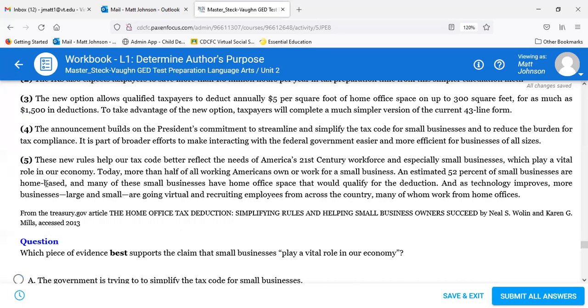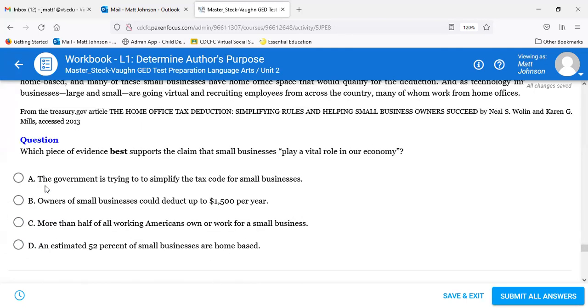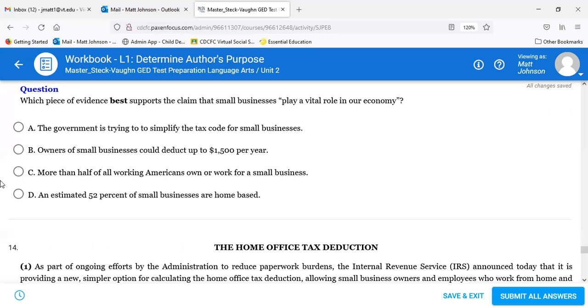Grace, how about number 13? Okay. Which piece of evidence best supports the claim that small businesses play a vital role in our economy? A, the government is trying to simplify the tax code for small business. B, owners of small businesses could deduct up to $1,500 per year. C, more than half of all working Americans own or work for a small business. And D, an estimated 52% of small businesses are home-based.